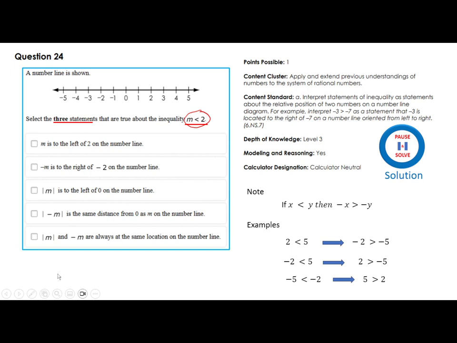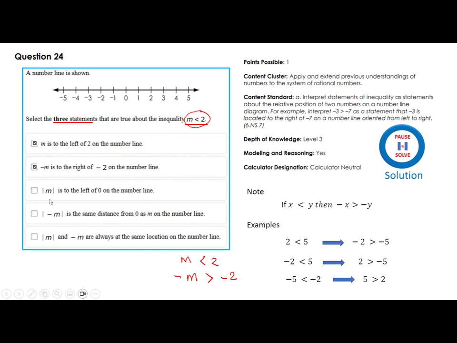So now let's go here and see what's going on. M is to the left of 2 on the number line. Yes, when M is less than 2, then M is to the left. Negative M is to the right of negative 2. So when we have m less than 2, negative m is greater than negative 2, as I explained here. So negative m is to the right of negative 2. Yes.